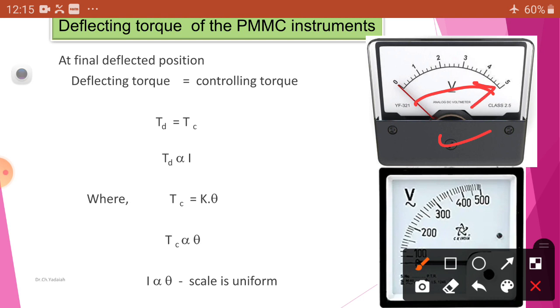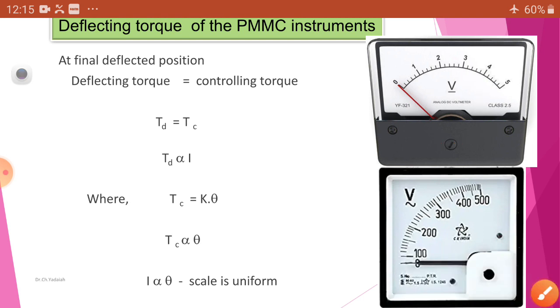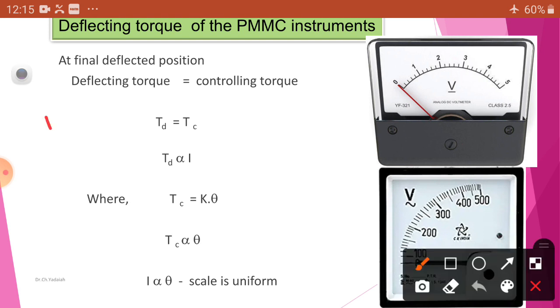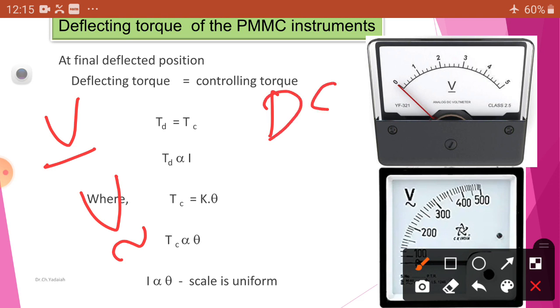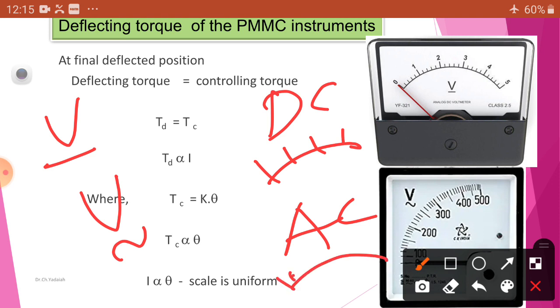Whereas in case of AC, I can remove this one, this is AC. Here you can see DC is equal, and AC is sinusoidal. So this is the DC instruments, and this is the AC instruments. The scale is uniform here. Here, at the start and at the end, the scale is cramped, and in the middle the scale is uniform.